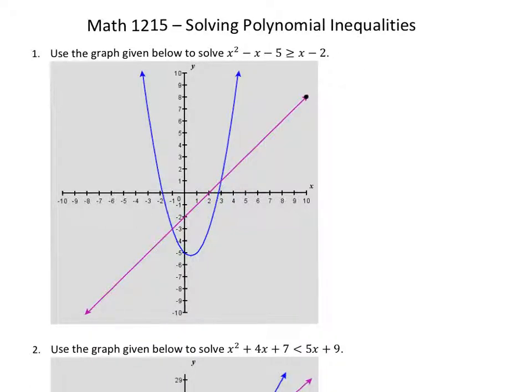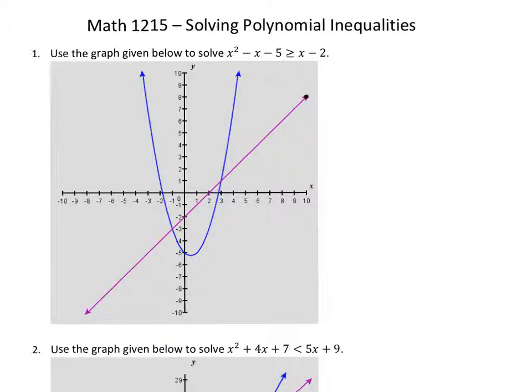I'm going to explain in this video how to solve polynomial inequalities, both graphically and algebraically. Now, in this first example, you can see we have x squared minus x minus 5 is greater than or equal to x minus 2.